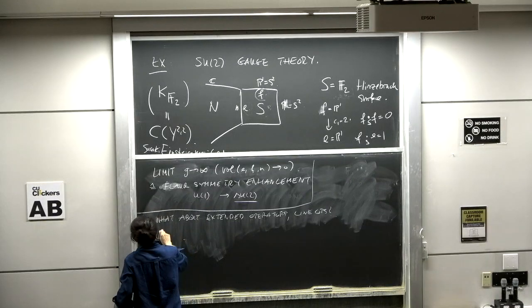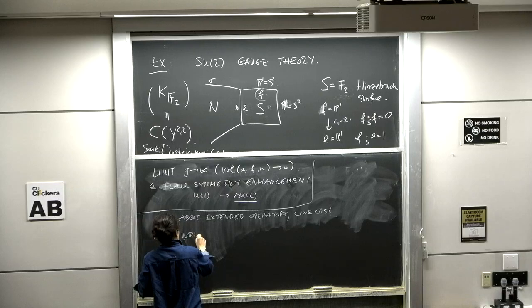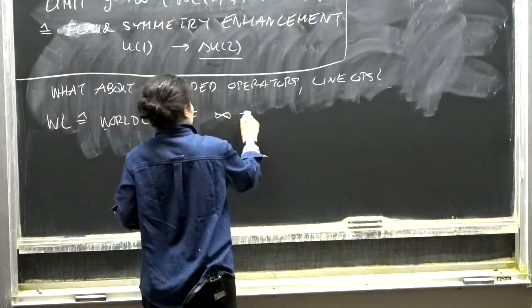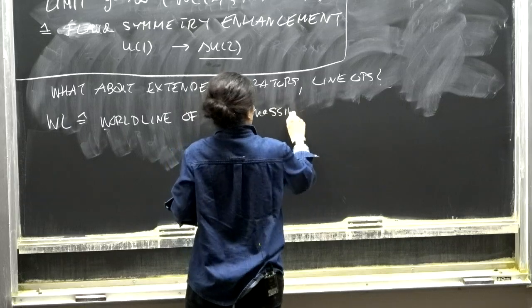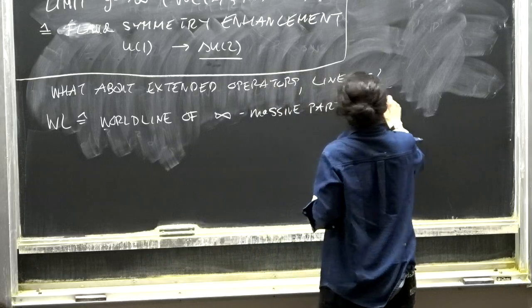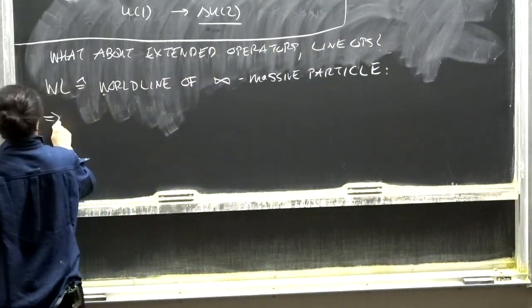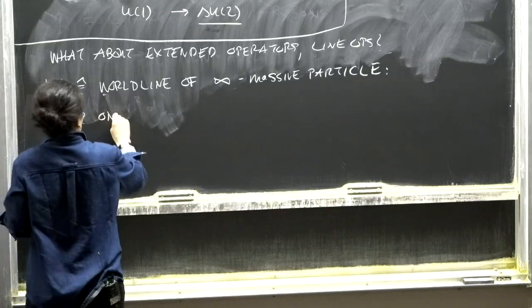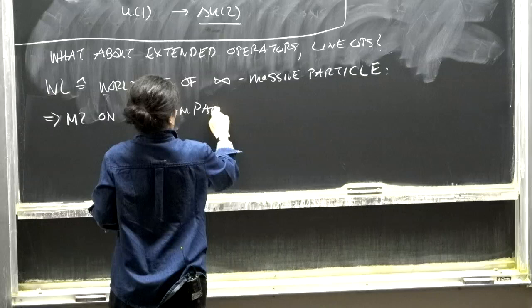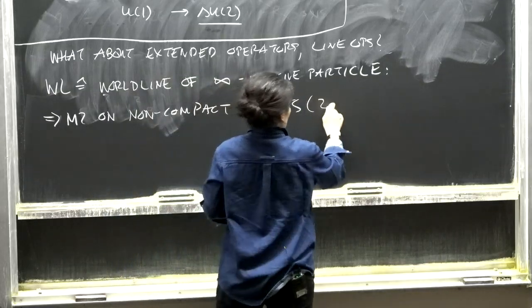So a Wilson line, right? If you think of it as a world line of an infinitely massive particle, then we should wrap M2s on non-compact curves, or two cycles.